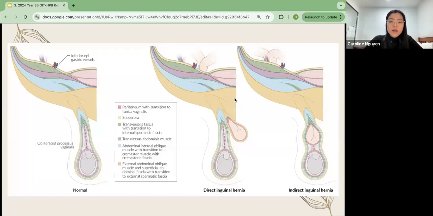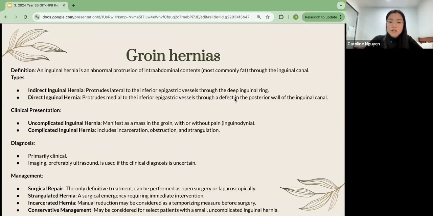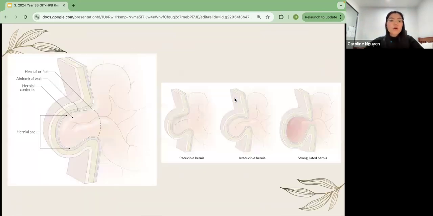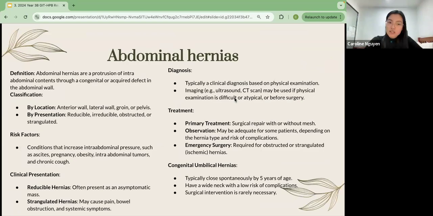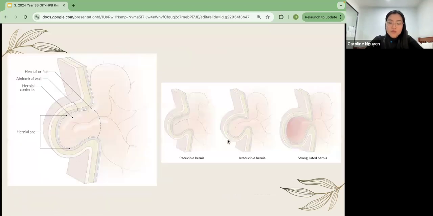So I'll go back a bit, go back to hernias. So abdominal hernias occur through a congenital defect, like the processus vaginalis, and sometimes through an acquired defect. So we classify it by location or presentation. This is really important because if it's strangulated or obstructed, then that's more of an emergency compared to if it's reducible. So here is what it looks like. This is what a strangulated hernia looks like.